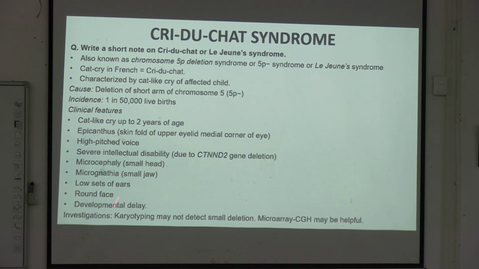Investigation: karyotyping may not detect some deletions. Microarray CGH may be helpful. This is another karyotyping method. Next.